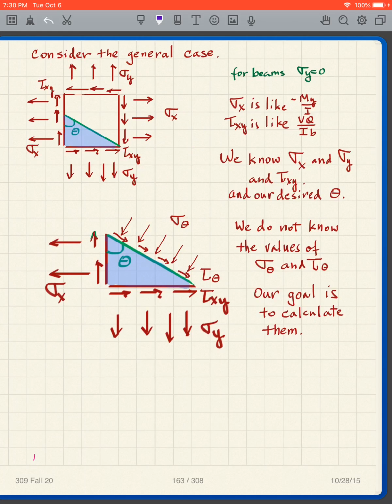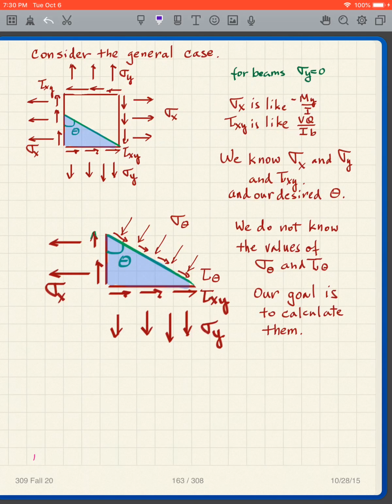Put it this way, we're assuming that we know the values of sigma and tau. So in other words, I know sigma is minus My over I, the tau is VQ over IB. So these are given information. So we know all of these. I'm showing them as symbols, but we know their numerical values simply because we can do the calculations before we go into doing this.